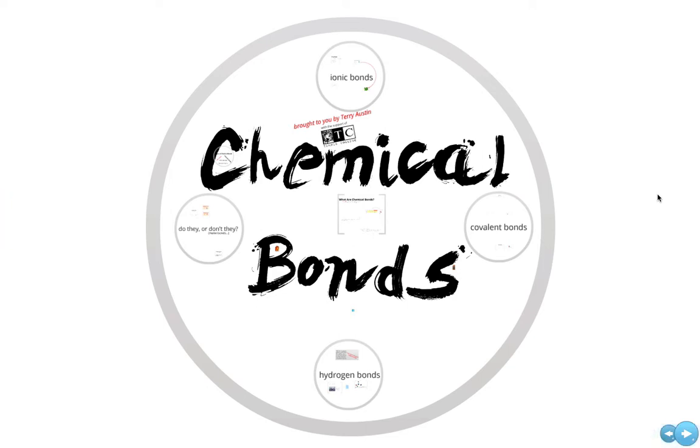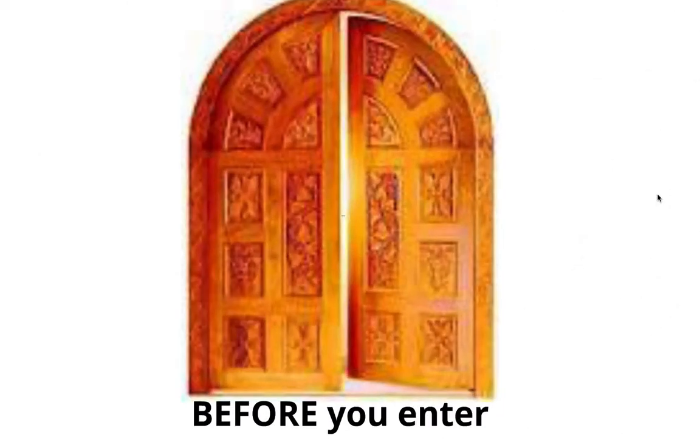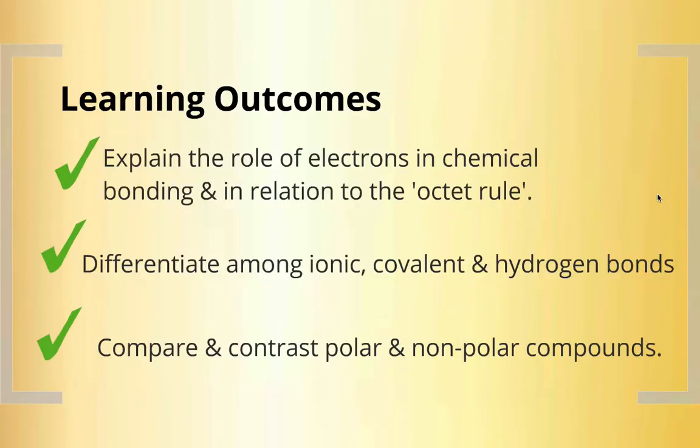Hello again, welcome back. We're going to have a discussion today about chemical bonds. And before we get started, let's take a look at what you should get out of today's discussion. You need to be able to explain the role of electrons in chemical bonding and how they relate to a rule known as the octet rule. The word octet has to do with 8. More about that a little bit later on.